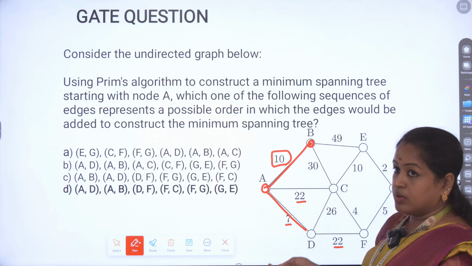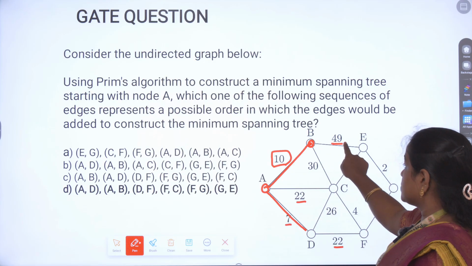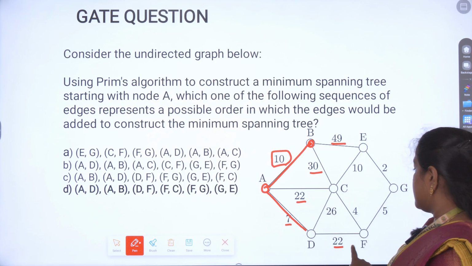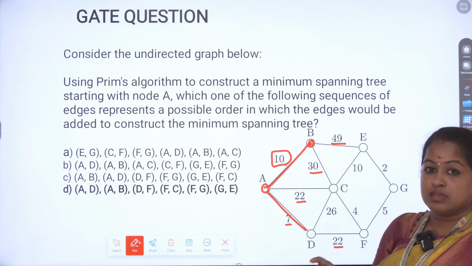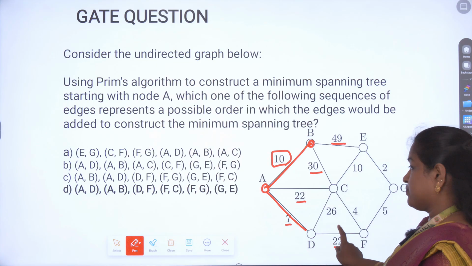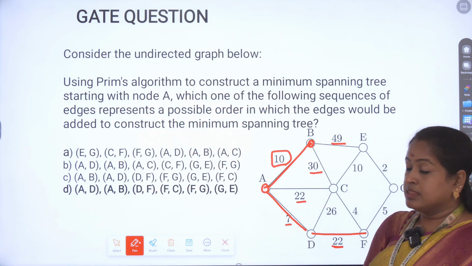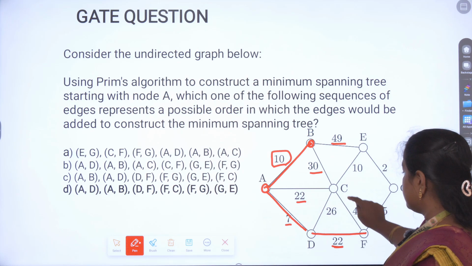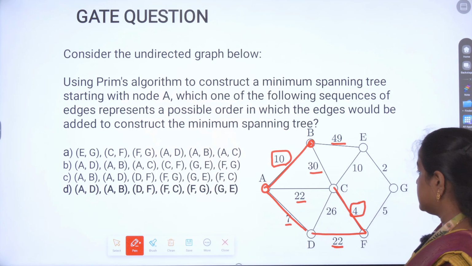Now when I am going to travel to the next node, I can see B to E is 49, B to C is 30, A to C is 22, D to F is 22 and D to C is 26. The least value, I have A to C and D to F. So I will travel from D to F. The next node which I am going to travel is from F to C, which is the least number. So from F to C I have traveled.